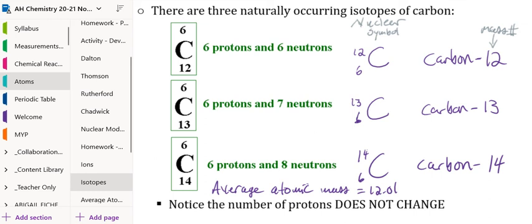Well, if we did 12 plus 13 plus 14 divided by 3, what would we get? 12 plus 13 plus 14 is 39. 39 divided by 3 is 13. Yes, it's 13. Probably something to do with which one is more commonly occurring. That's it exactly.